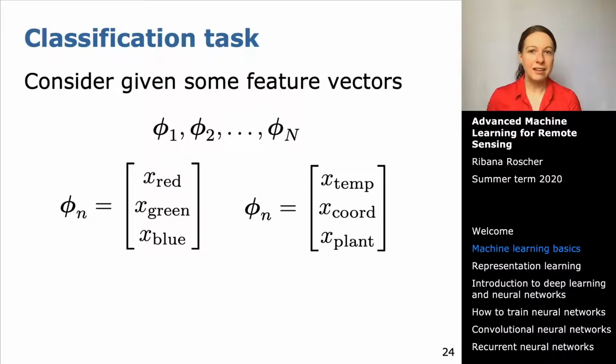And again, we start that we consider some feature vectors phi 1 till phi n, and as before, we have some observation, and these observations are collected in these feature vectors. This can be, for example, red, green, blue when you take an image with a camera, or for example, temperature or coordinates or some plant parameters, whatever you can think of and whatever you think will be important for your task.